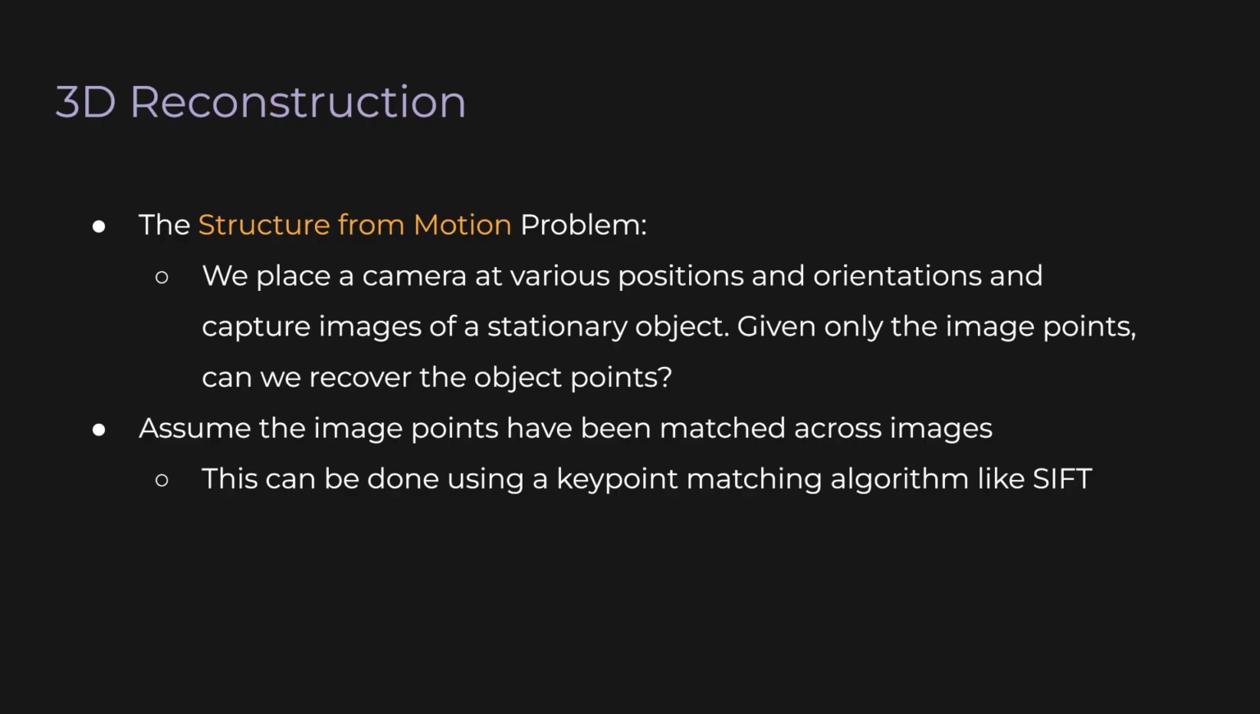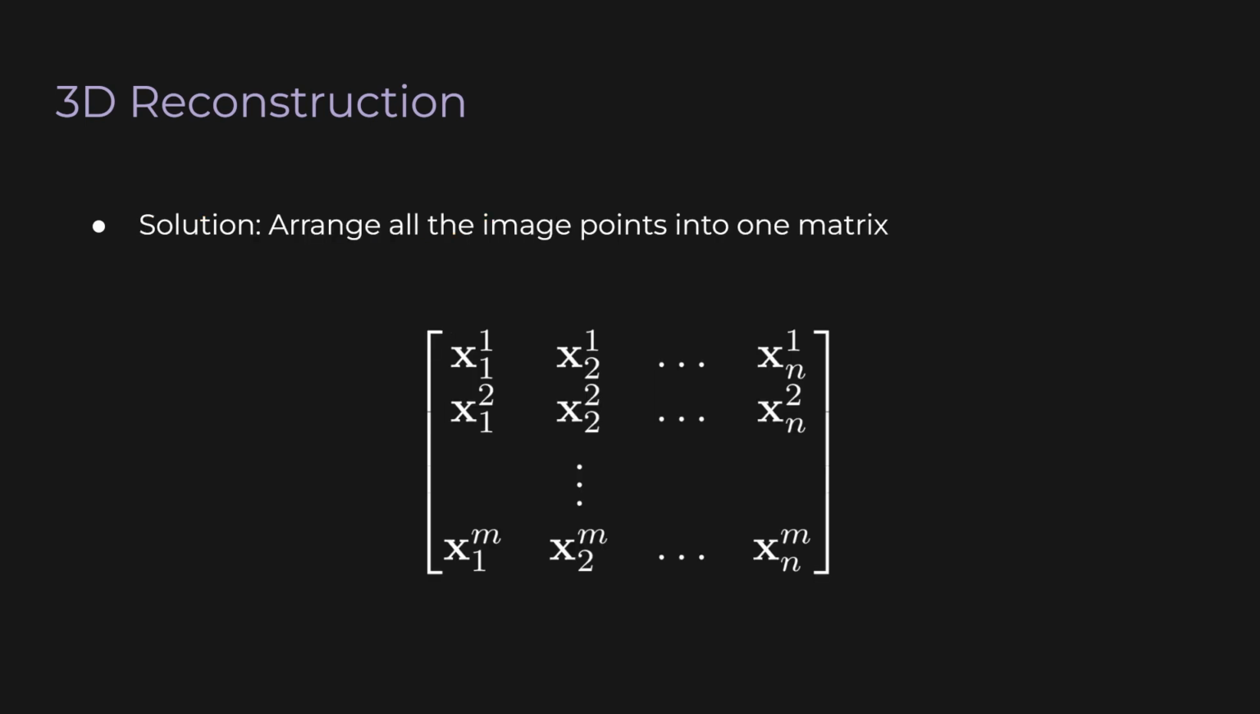Now before you keep watching, I encourage you to pause and think about how to solve the structure from motion problem. The solution is very short. Okay, ready? Here's the key. The only data we have are the image points, so let's first arrange them into one big matrix. Each row represents one image, and each column represents all the image points that represent the same unknown object point across all images. This means our matrix has 2m rows and n columns.